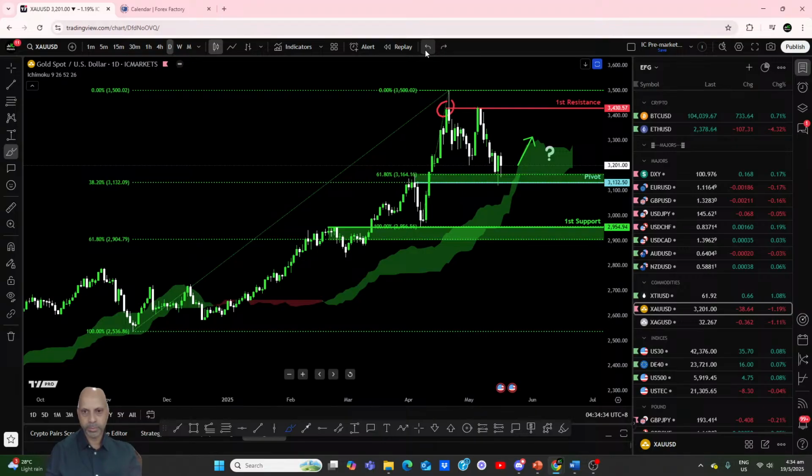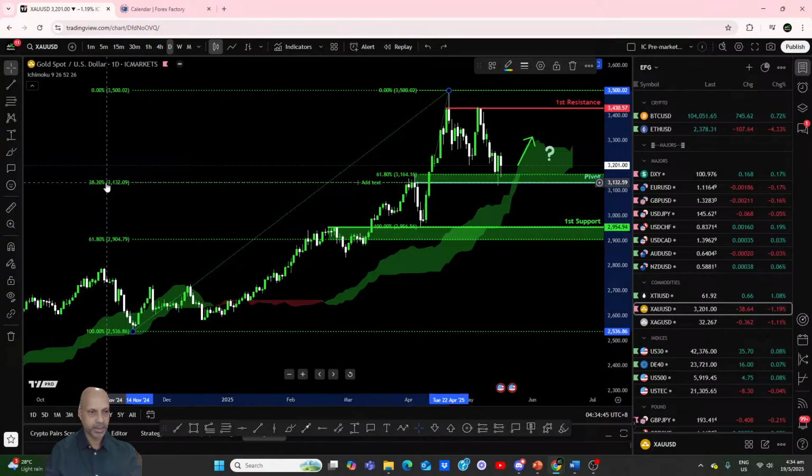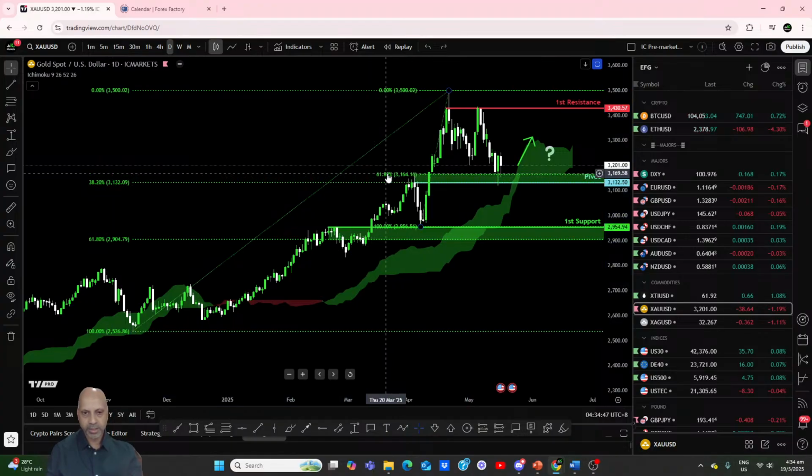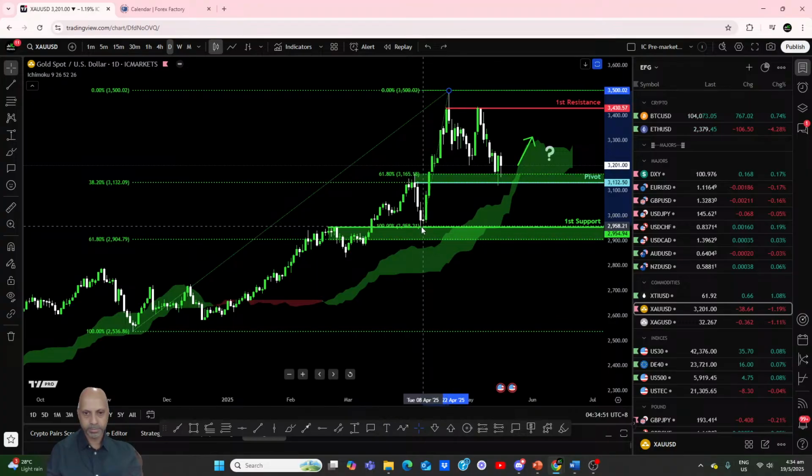In terms of support beyond the pivot, right, remember the pivot at $3,132 per ounce is an overlap level accompanied by not 1 but 2 Fibonacci retracements. We have the first retracement at 38.2% and the second retracement at 61.8% was found beginning from this swing low here on 7th of April, going up to the swing high on the 22nd of April.